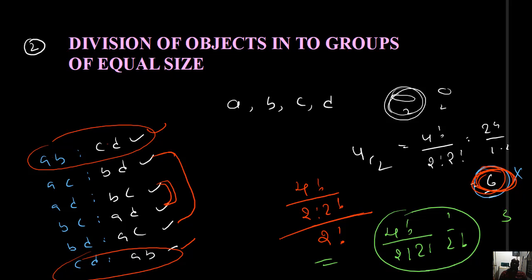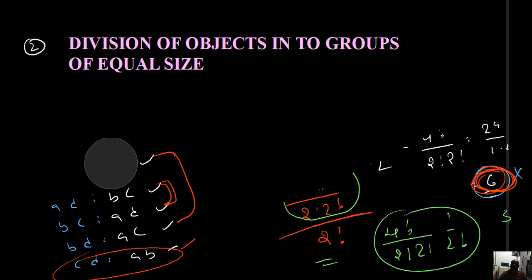Okay students, actually what happened? What is the difference between unequal sizes and equal sizes? For unequal sizes, 4 factorial by 2 factorial into 2 factorial is correct. But for equal sizes, AB, CD is one grouping and CD, AB is another, but these two are treated as the same group. So each one gives 2 factorial linear permutations. That's why we divide by 2 factorial. Okay, I hope you people understood.